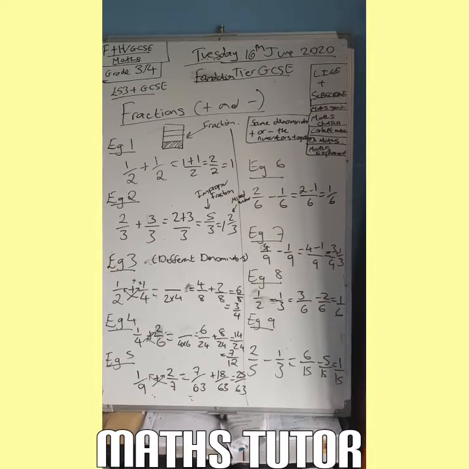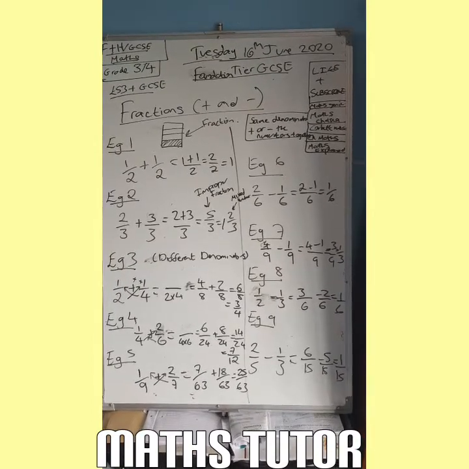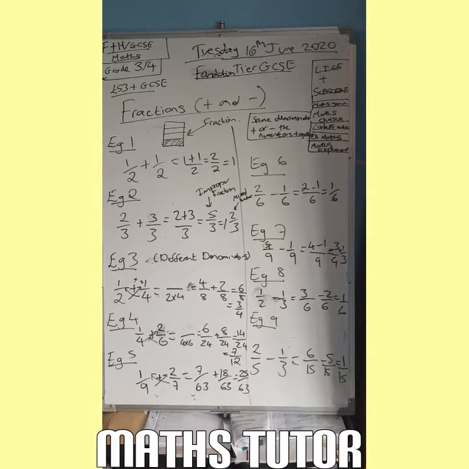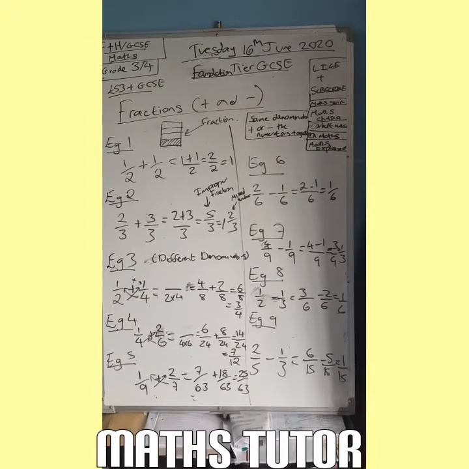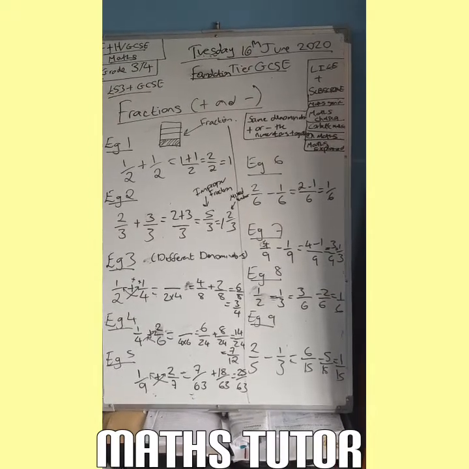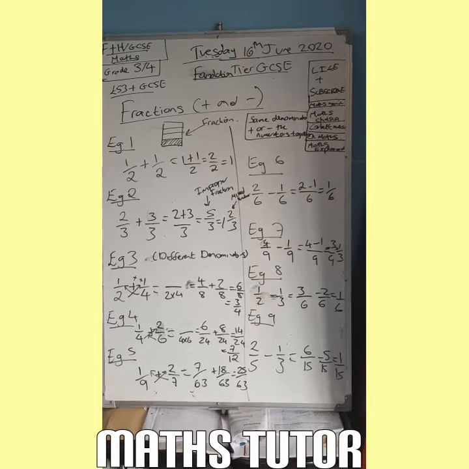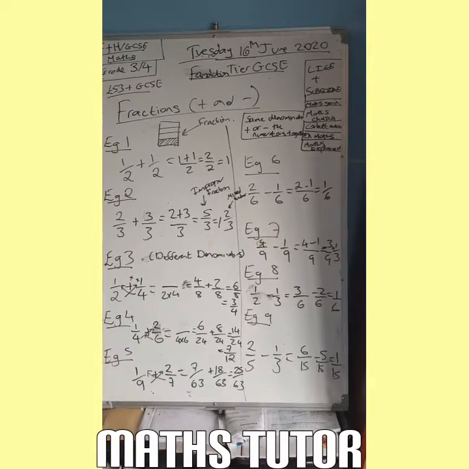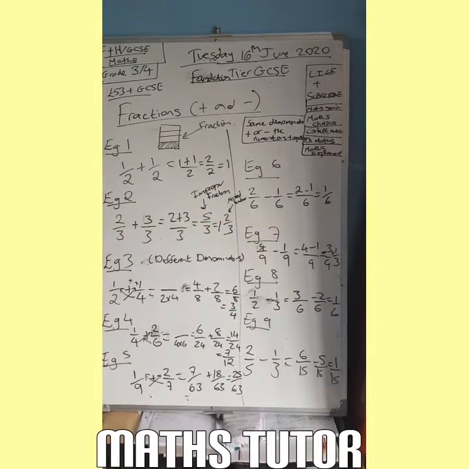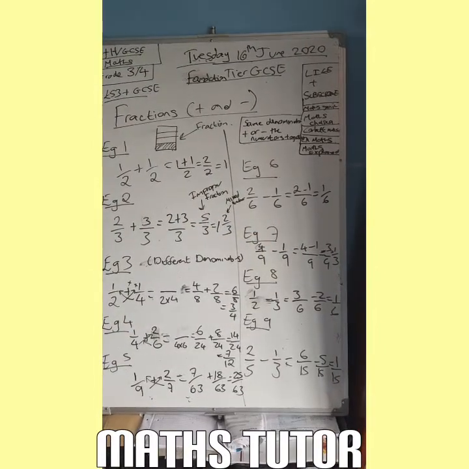Example 7, 4/9 minus 1/9. Same denominator, so all I do is subtract the top numbers together. So 4 minus 1 is 3/9, which simplifies to 1/3, dividing top and bottom by 3.